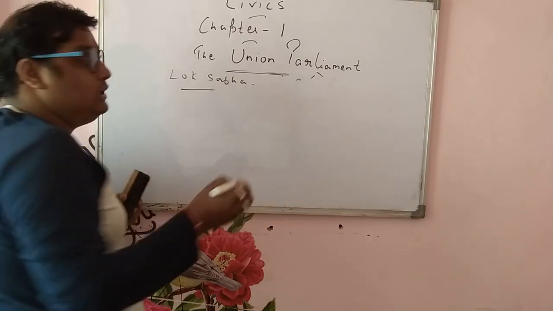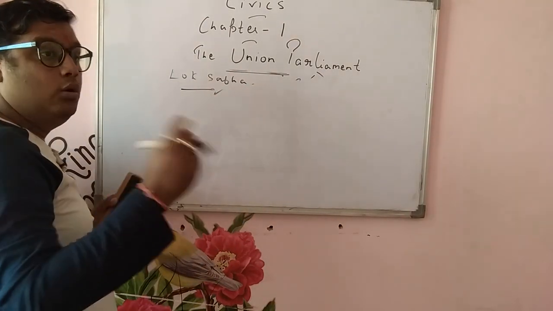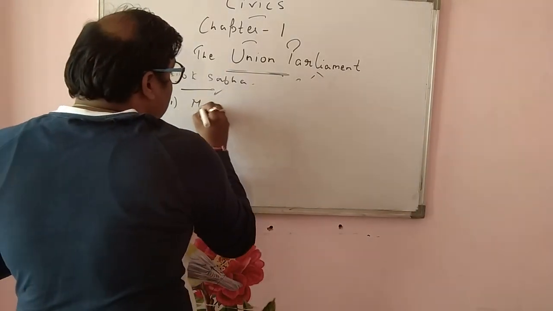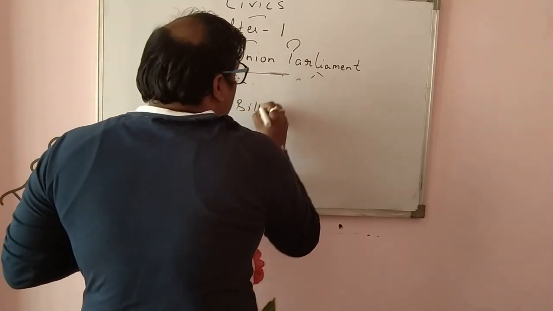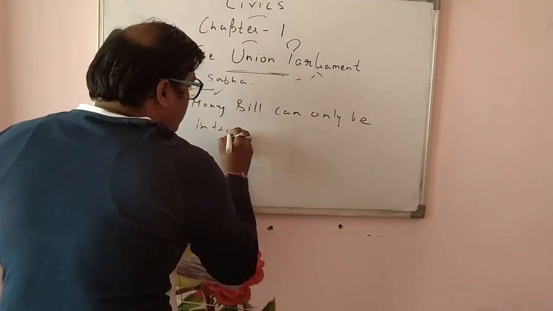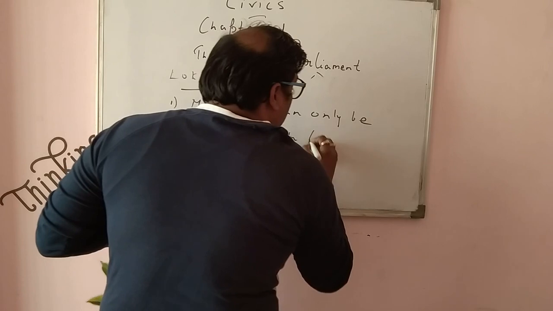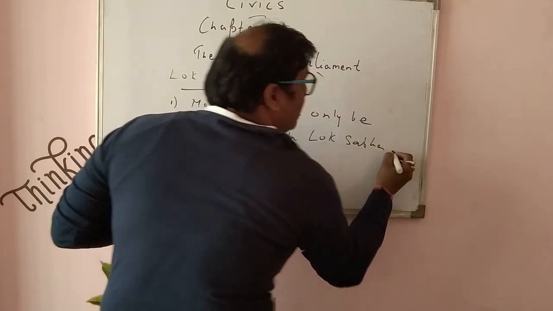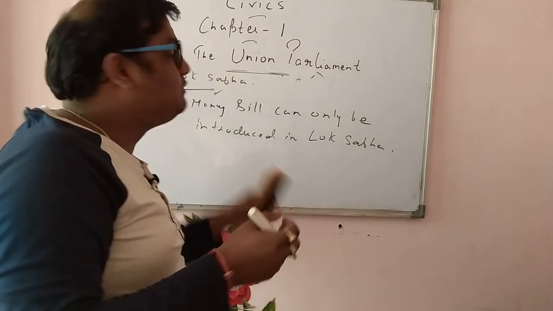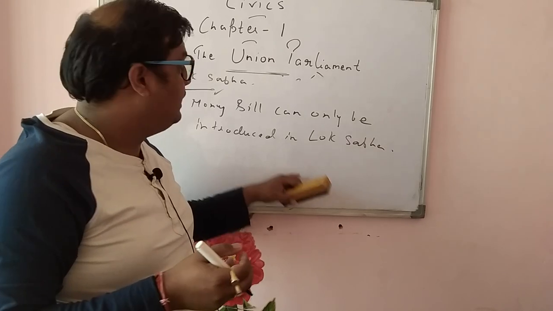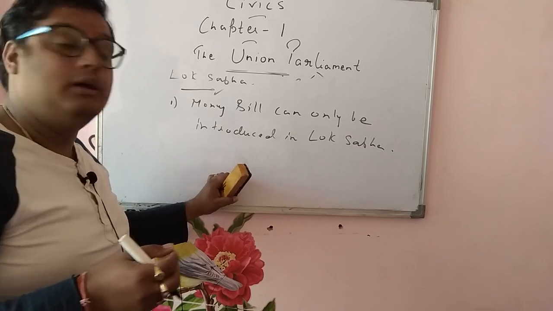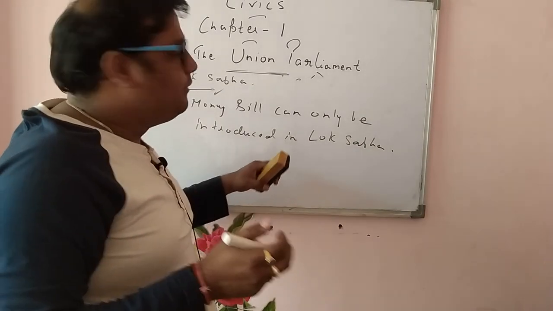Next important thing, Lok Sabha holds a very important position because a money bill can only be introduced in Lok Sabha. All the bills can be introduced in Rajya Sabha except the money bill. Rajya Sabha can also introduce all the bills, but the money bill can only be presented in the Lok Sabha. So you should remember that a money bill can only originate in the Lok Sabha.